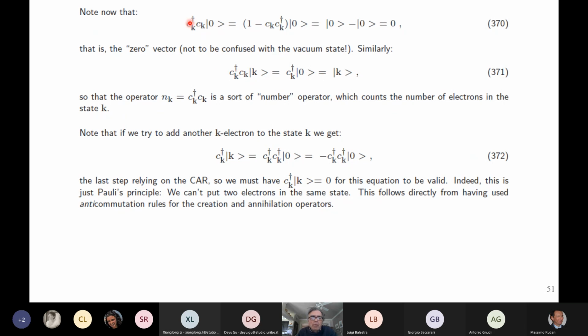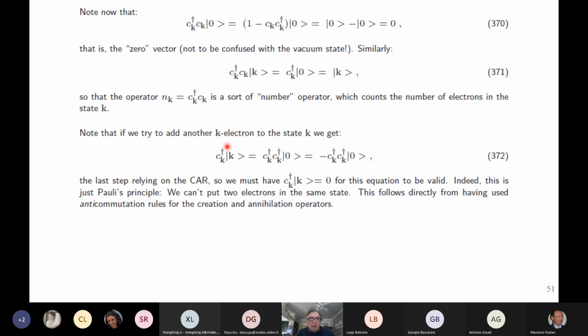So we can view the operator C dagger K C K as a number operator. It's an operator that counts how many electrons I have in a particular state K. And indeed, the Hamiltonian can be written as the sum over K of the number operators, like for a harmonic oscillator.